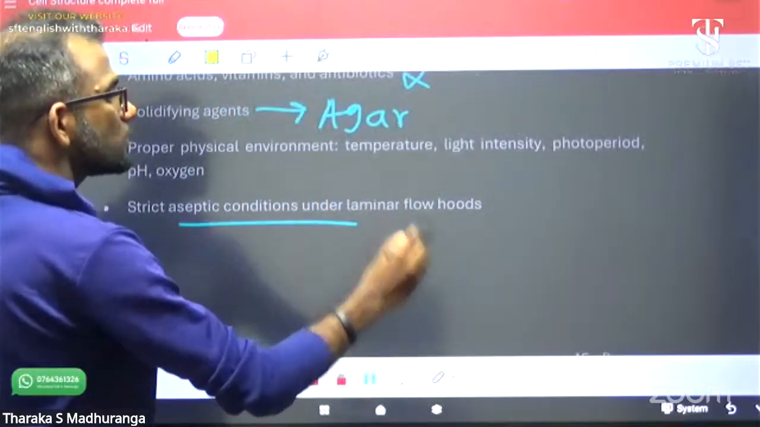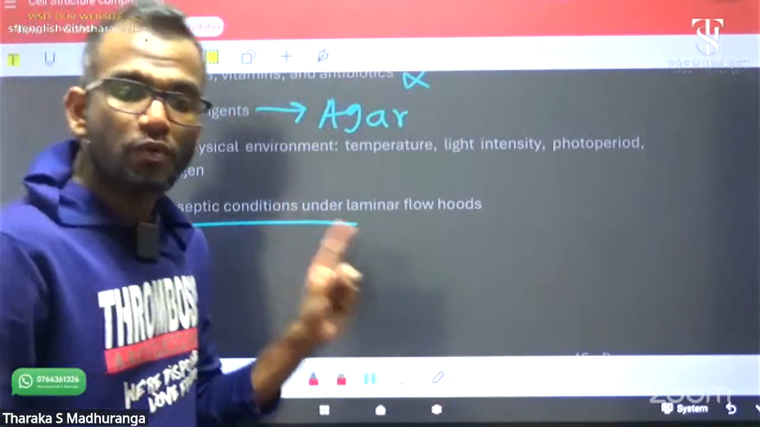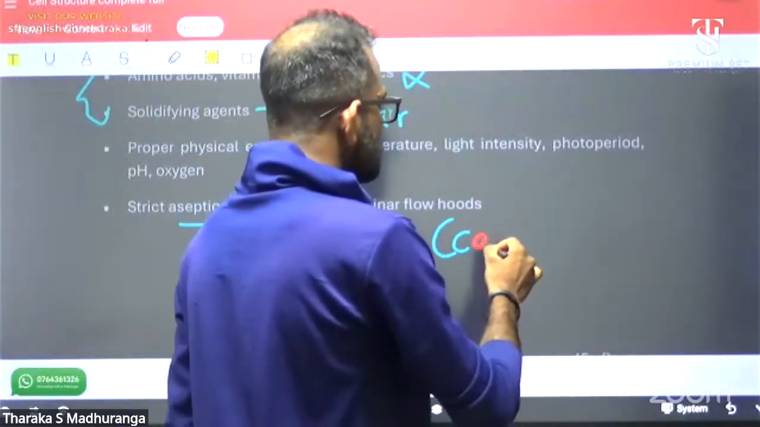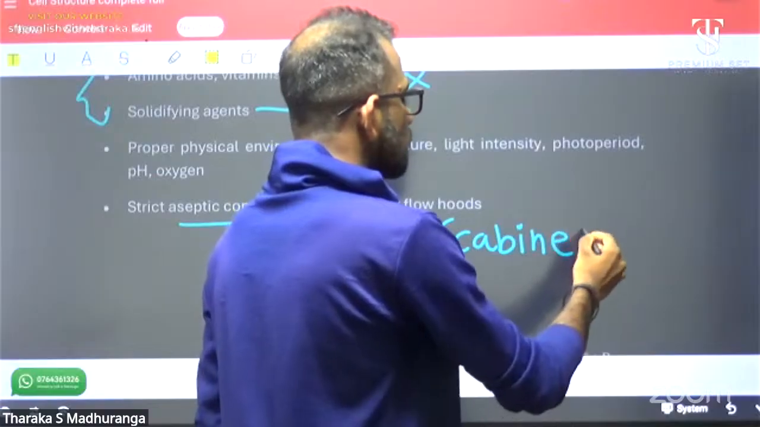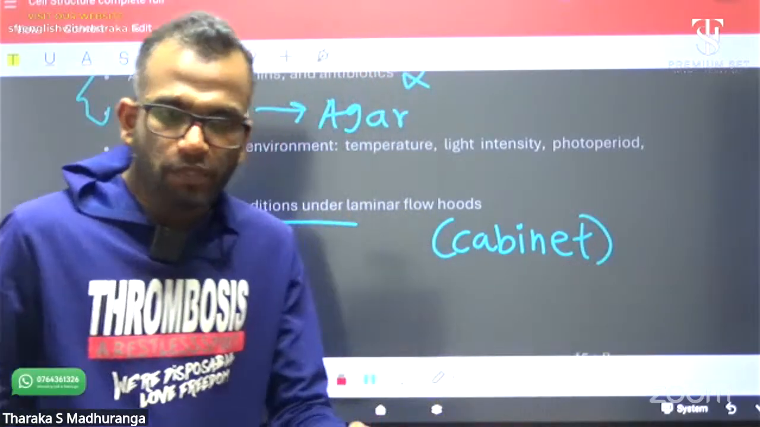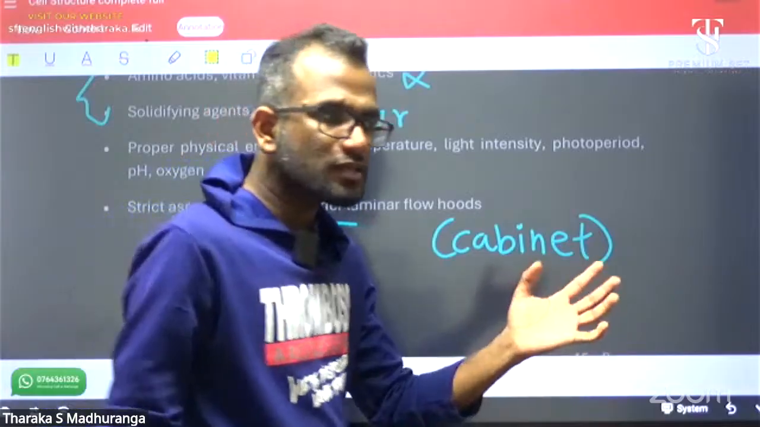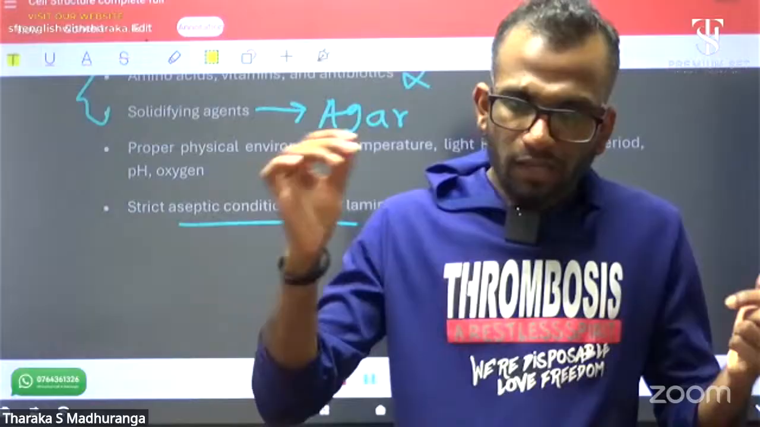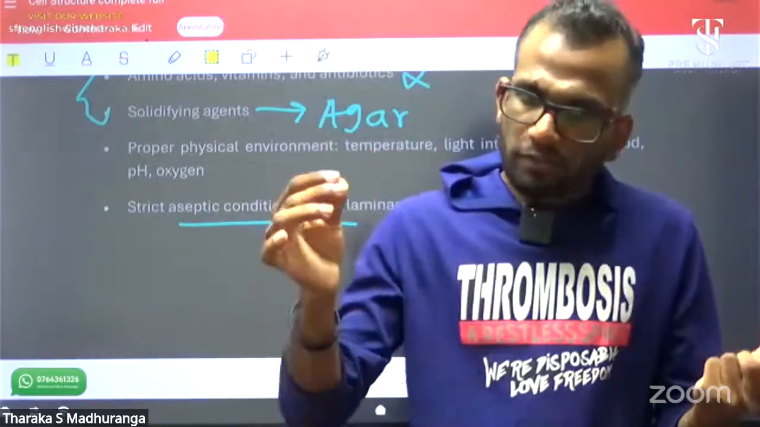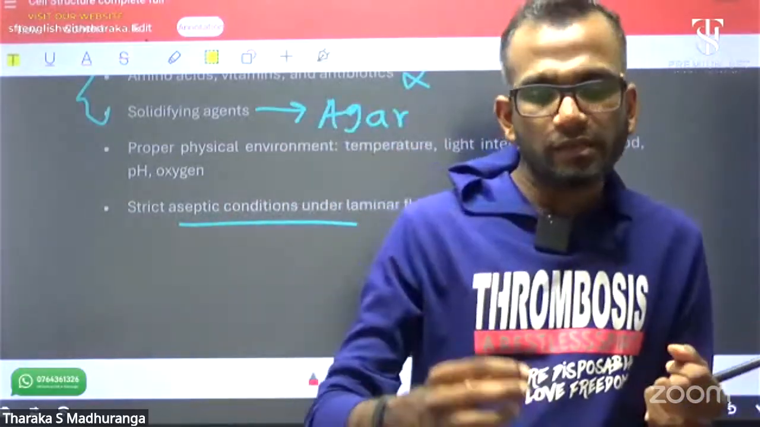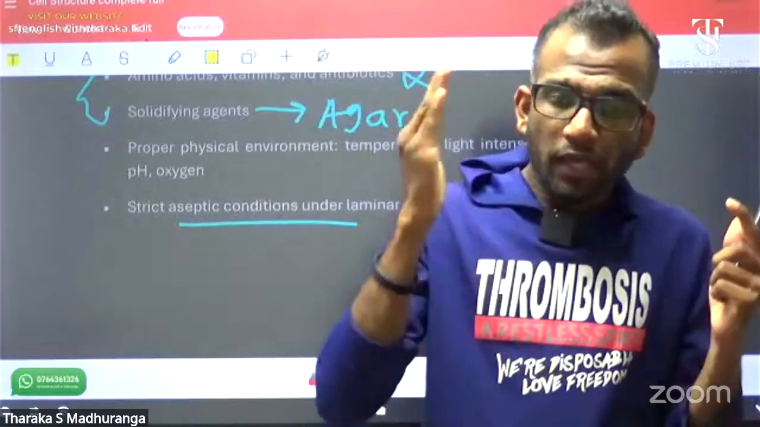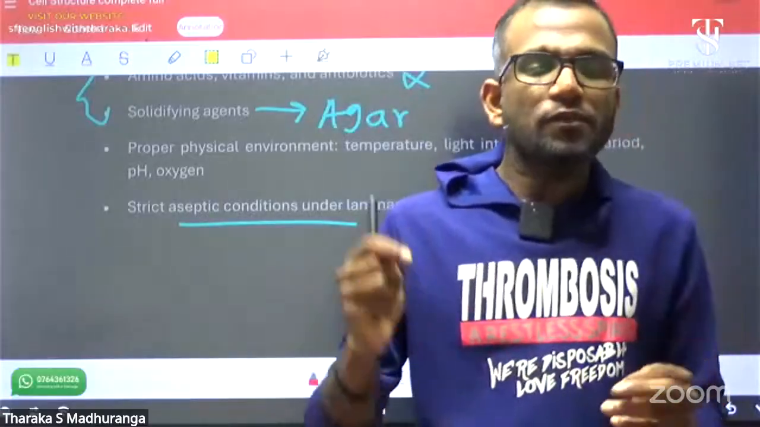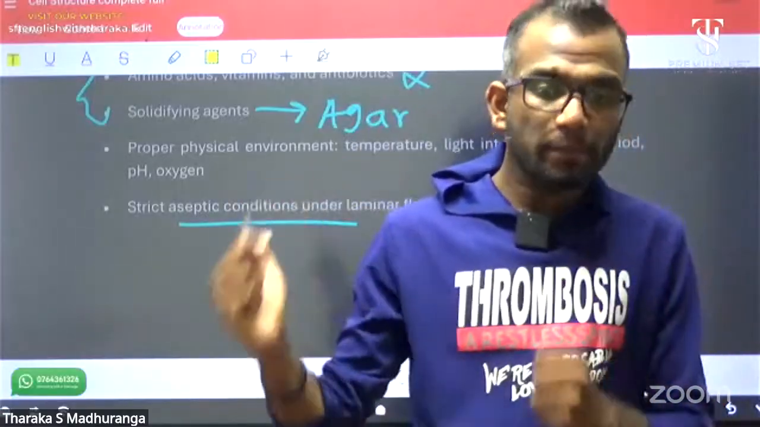Strict aseptic conditions under a laminar flow hood, a laminar flow cabinet. I'll show you everything. Normally, every tissue culture process, explant preparation, media preparation, and inoculation is done in the laminar flow cabinet. Inoculation means depositing the explant on the plant growing media. Everything we do, subculturing too, we do in this laminar flow cabinet.